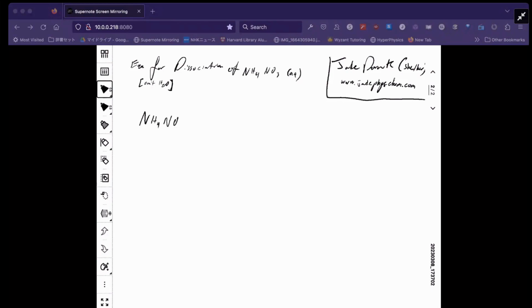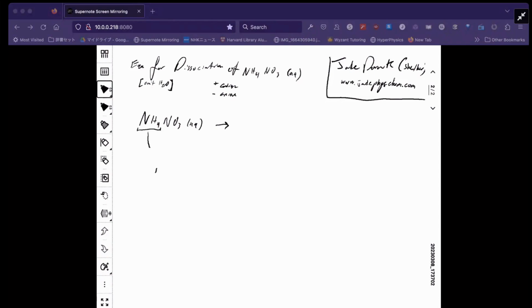All you gotta do is figure out, okay, so what is the cation and the anion? The cation is going to be our positive one, the anion is going to be our negative one. So the positive one, right, is going to be NH4.